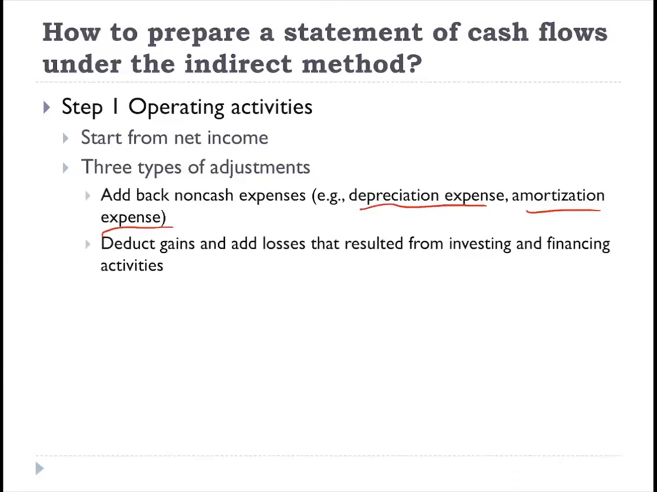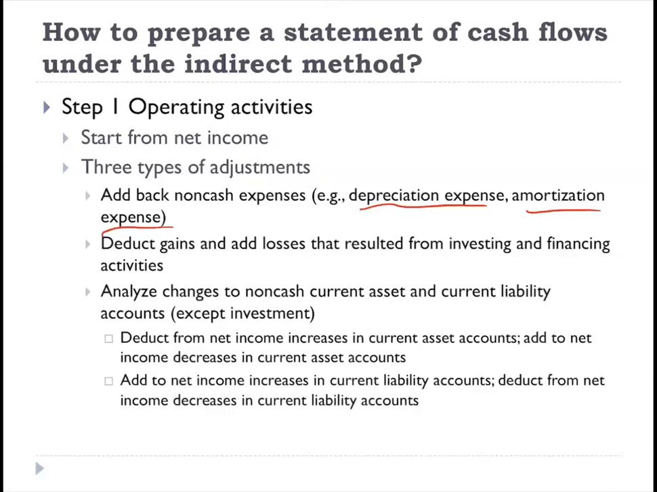Secondly, we need to take out gains and add back losses that result from investing and financing activities. For example, sometimes the firm may sell a machine at a loss. Because this is a result of the firm's investing activity, we need to deduct any gain or loss from the firm's net income which results from that kind of activity.